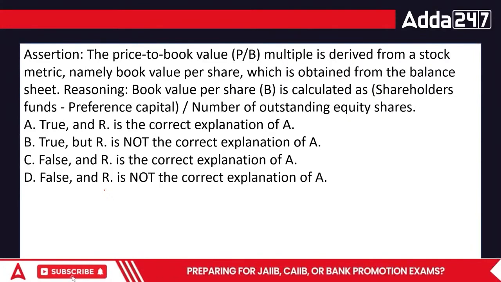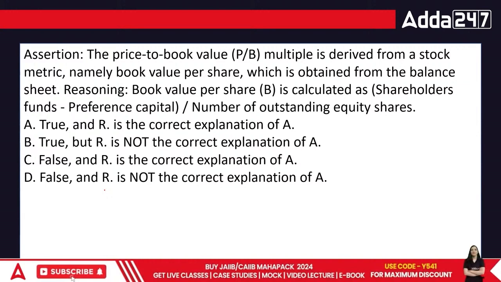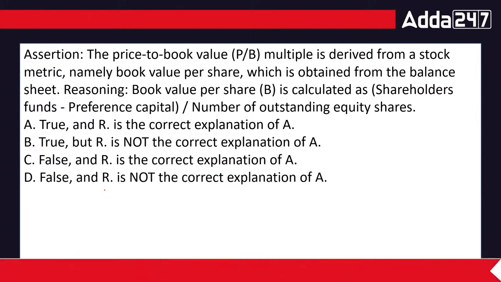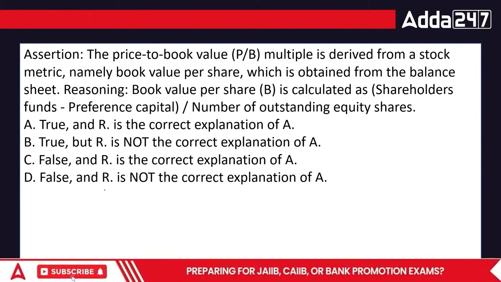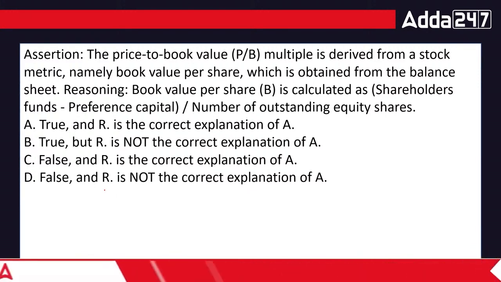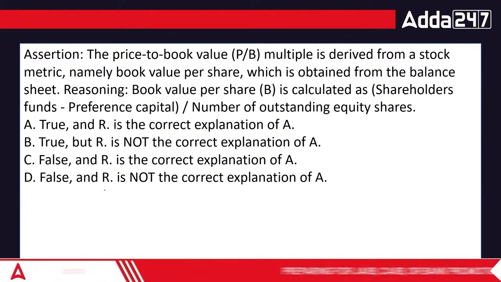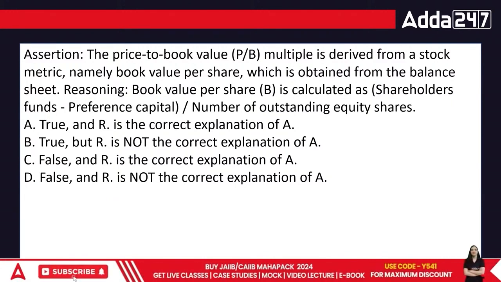The price to book value multiple is derived from the stock metric, namely book value per share, which is obtained from the balance sheet. Then is the reasoning: book value per share is calculated as shareholder funds minus preference capital divided by the number of outstanding shares. True, and R is the correct explanation. That means we have two things, assertion and reasoning.